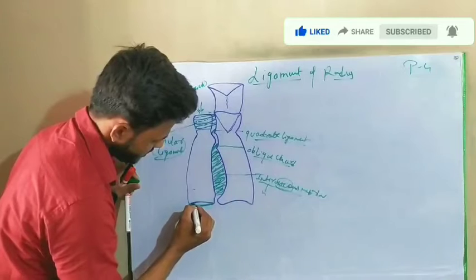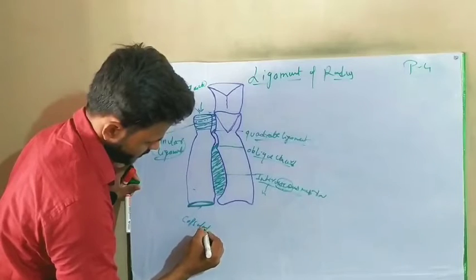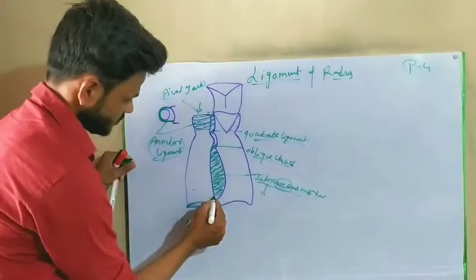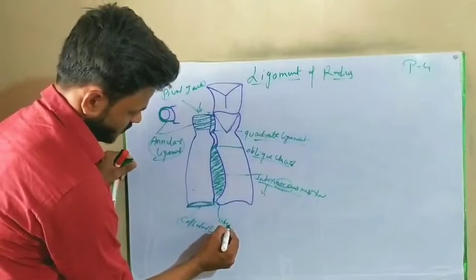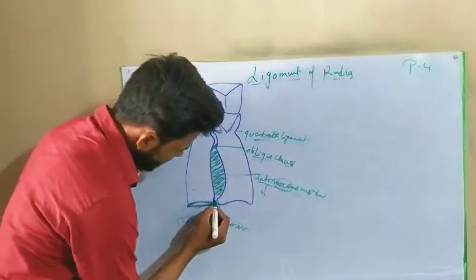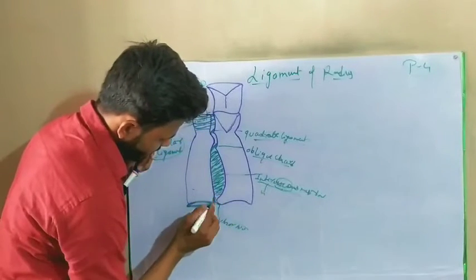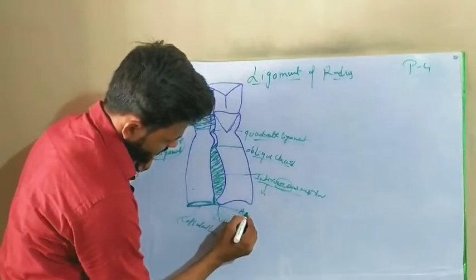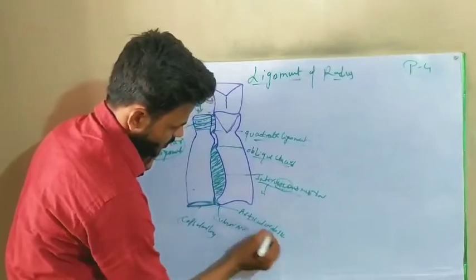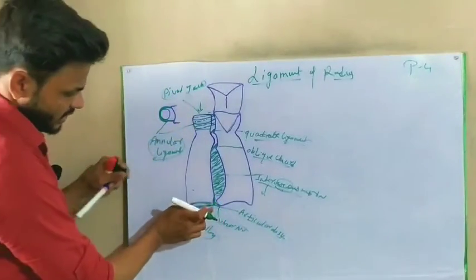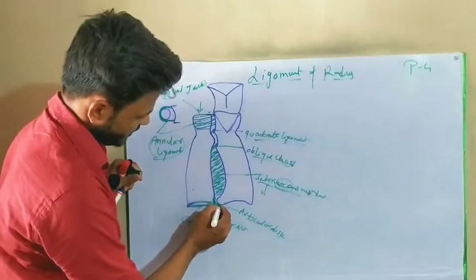The capsular ligament covers anteriorly and posteriorly. This ligament is called the capsular ligament. And this is the ulnar notch, and on the ulnar notch there is an articular disc. Between the two articular surfaces there is an articular disc, between the ulnar notch of the radius and the head of the ulna.